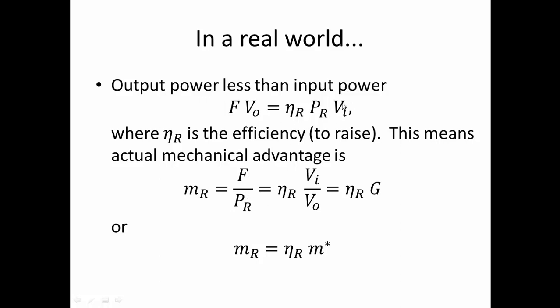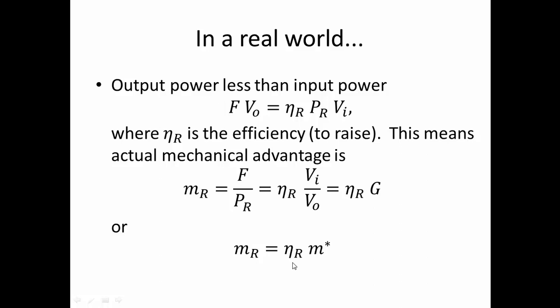You again take this equation and divide both sides by PR times VO, and you'll get this equation, so that you could say your mechanical advantage, F over PR, is eta sub R times VI over VO, or eta sub R times G, the gear ratio. And remember that the gear ratio is equal to the theoretical mechanical advantage. So you get a nice relationship that your actual mechanical advantage to raise is equal to the efficiency times your theoretical best mechanical advantage. That's a nice relationship.